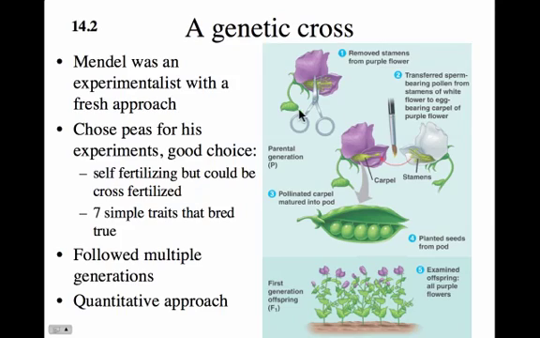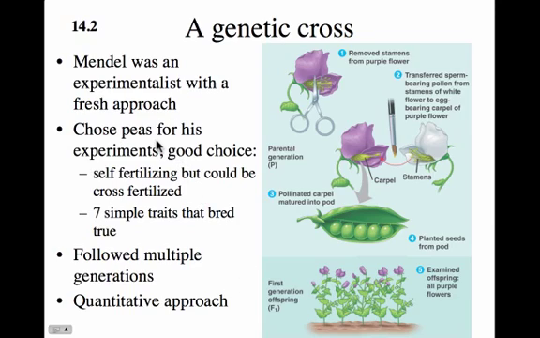Mendel was different than his contemporaries. He was a true experimentalist. There are two key points. He followed multiple generations in his experiments, and he also took a quantitative approach, setting up literally thousands of these breeding crosses. He was also quite lucky.